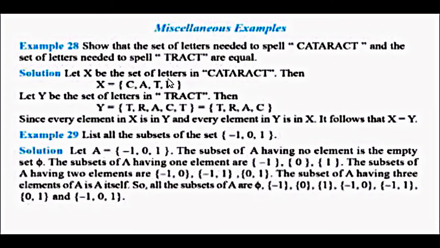So we declare that these two are exactly equal. These two are equal sets. Next is: list all the subsets of the set {-1, 0, 1}.